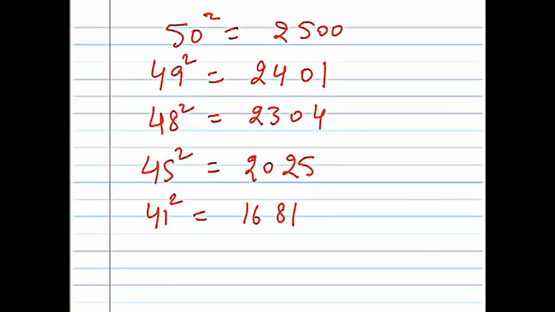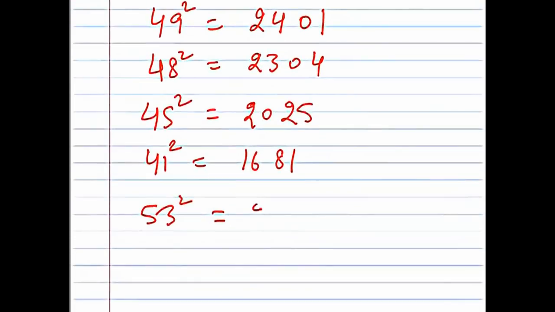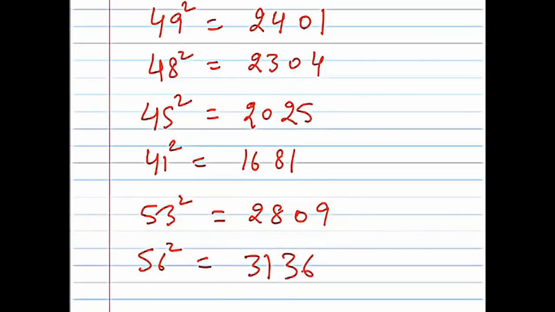Similarly, if you want to do the square of a number above 50, then instead of subtracting, you have to add. So 53 square will be 25 plus 3, that is 28, and 3 square is 9, so 2809. Similarly, 56 square is equal to 25 plus 6, 31, and 36.